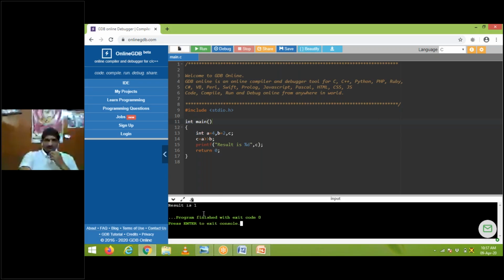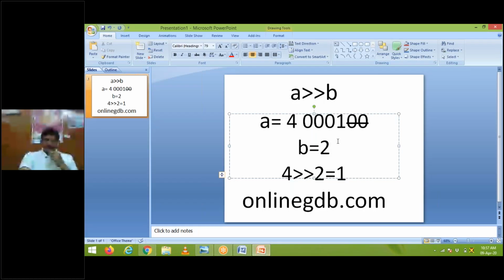Okay, 4 raised to 2, the answer is 1. Now I'm giving 5. What is the value of 5 right shift 2? 5 is 0 1 0 1. 5 right shift 2 means you have to cross the last 2 digits on the right side.